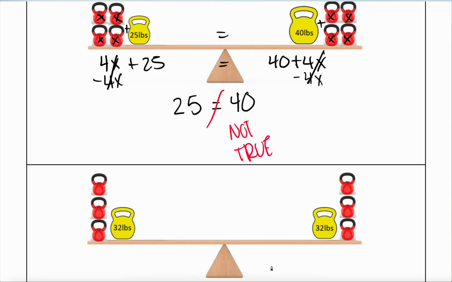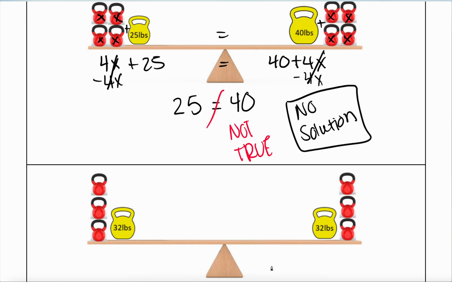So when this happens and it's not true, this is what we call a no solution. The reason we call it no solution is that no matter what number I plug in for x, my two sides will never be balanced to each other and it will never make a true statement. So there is no possible solution or number that would make this equation true.